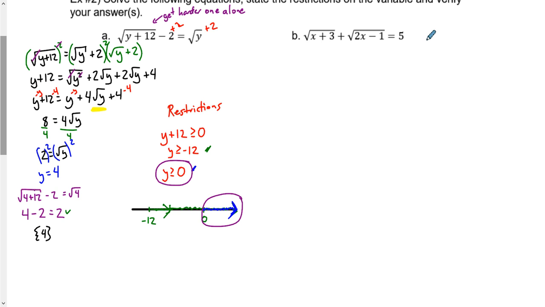Alrighty. Square root of x plus 3 add square root of 2x minus 1 equals 5. Get the harder one alone. Well, they both have something attached to it. Personally, I think that this one looks a little bit harder. So let's get rid of this square root of x plus 3.